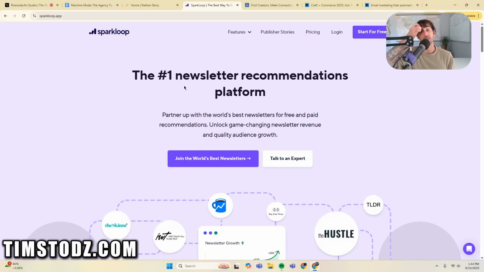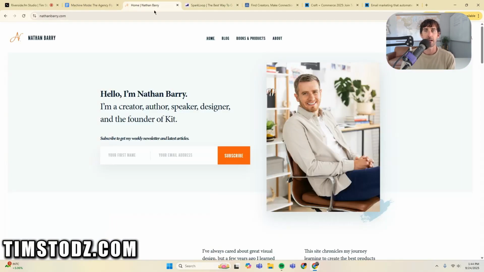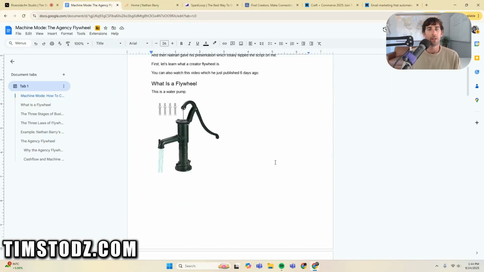And I was standing in the very back of the auditorium, the main stage, next to Louis. Louis is the founder of Sparkloop. And it was just a really cool moment. I really loved being there with Louis, and I felt really proud of what we had done. However, the whole point of this is that Nathan gave a presentation about what he called the creator flywheel. So I'm going to explain to you the creator flywheel first, and then I'm going to transition into what I call the agency flywheel.